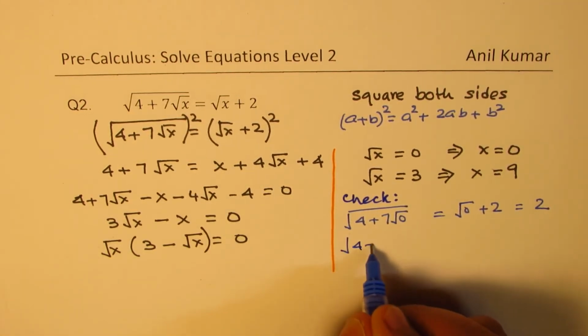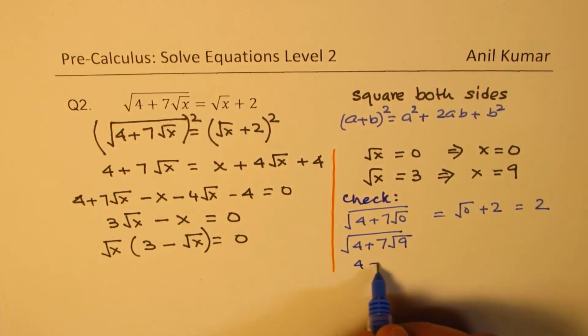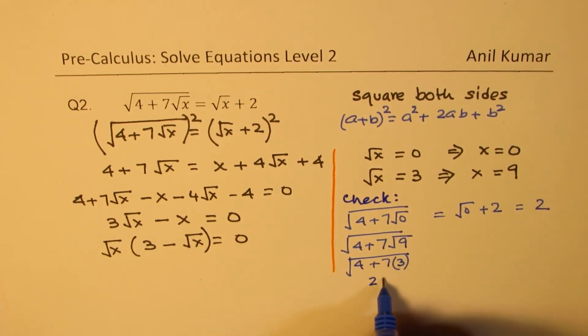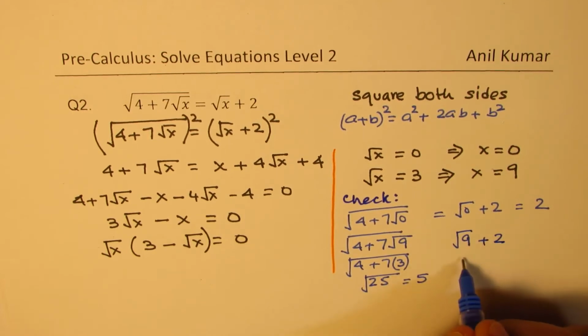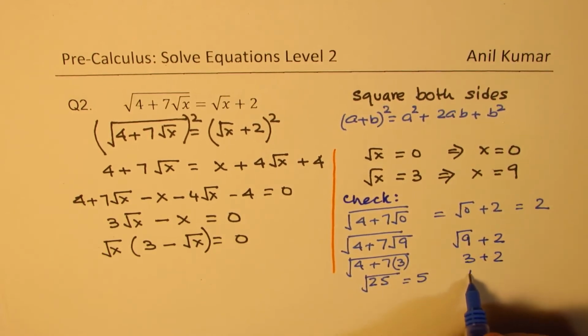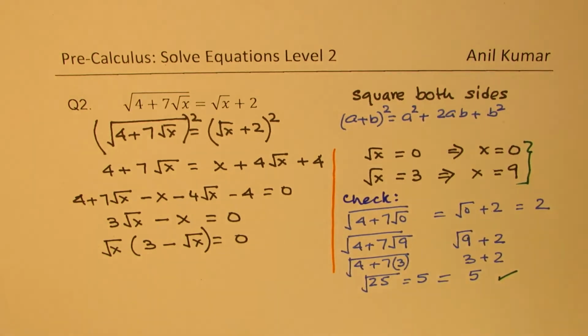So square root of 4 plus 7 square root 9 is 4 plus 7 times 3, right? Square root of 9, correct? Which is 25 square root, which is equal to 5. On the right side, if I have square root of 9 plus 2, I get 3 plus 2, which is also equal to 5. So we see both are equal, and therefore both are the correct solutions. So this is our solution set for question number 2. Is that clear to you? Perfect. Now let's move on and take question number 3.